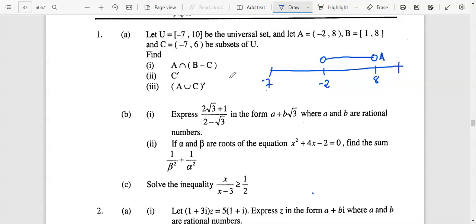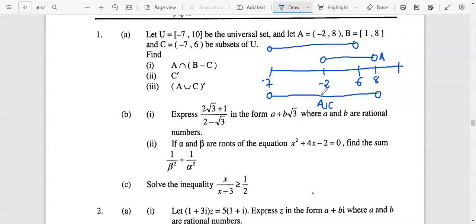And then the set C is starting from -7 to 6. And we are also not including the end. So the union just combines these two sets. You see that the union is going to start from -7 all the way up to +8. So this is A union C.